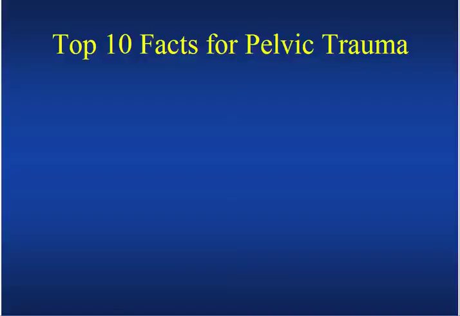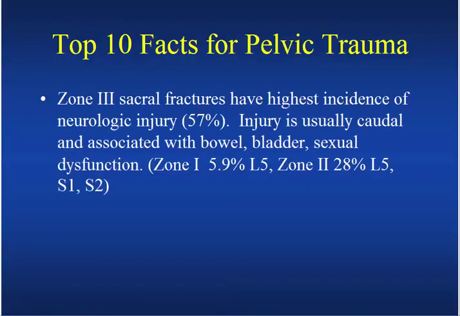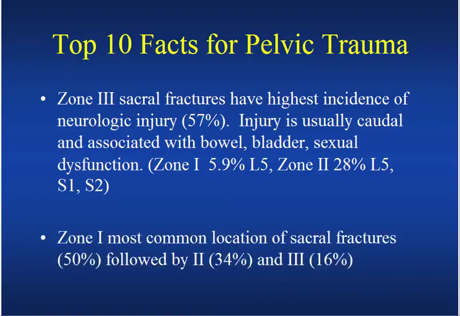Zone 3 sacral fractures, these are basically spinal canal disruptions, have the highest incidence of neurologic injury. They can have caudal neurologic dysfunction with bowel, bladder, and sexual dysfunction. And you see that as you go from a zone 1 to a zone 3 injury, there's a dramatically increased risk of neurologic dysfunction. Zone 1 injuries are the most common location of sacral fractures, up to 50%. Zone 2s and 3s are less frequent.